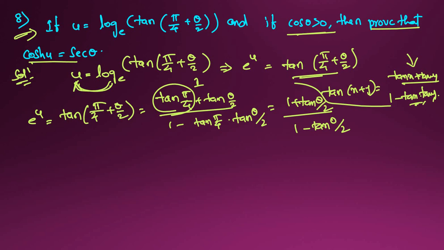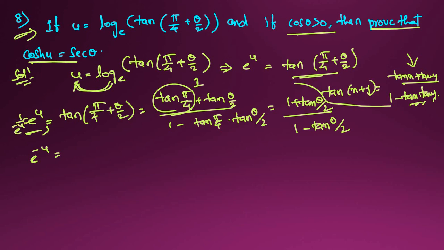Here we have to find e power u. cosh u is equal to secant theta, no? So e power of u we got here. Now from this, cosh u is equal to secant theta we have to prove, no? So this is e power of u actually. E power of minus u means 1 by e power of u.